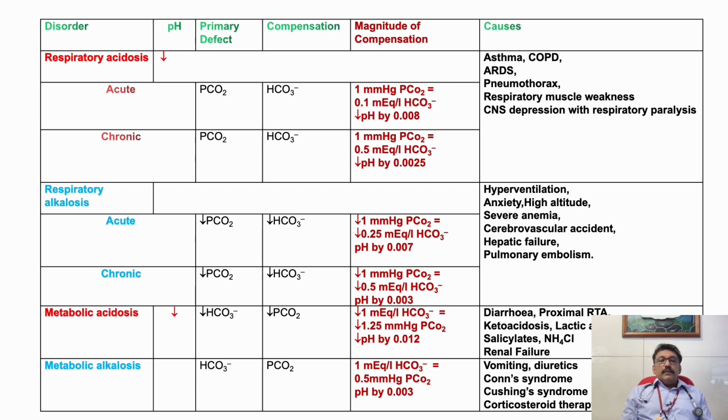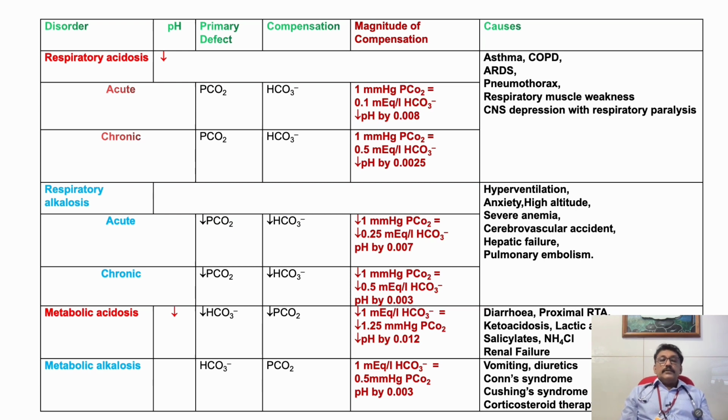Whenever there is metabolic acidosis, you can see the bicarbonate levels are reduced. For every 1 milliequivalent of bicarbonate reduction, there can be a 1.25 millimeter of mercury PaCO2 reduction, and pH can be reduced by 0.012. So you can use this formula also to make out the expected carbon dioxide reduction. Or if you are finding anything extra, you have to think that there is an additional acid-base disorder.